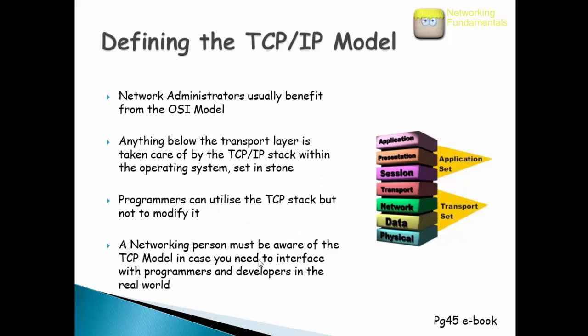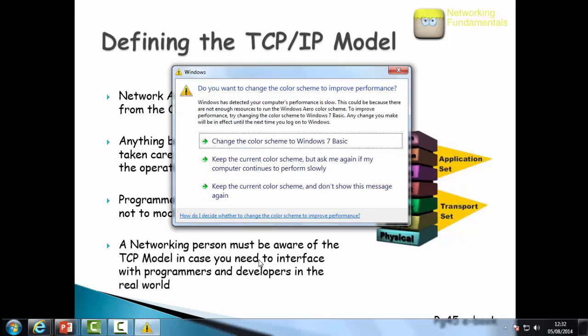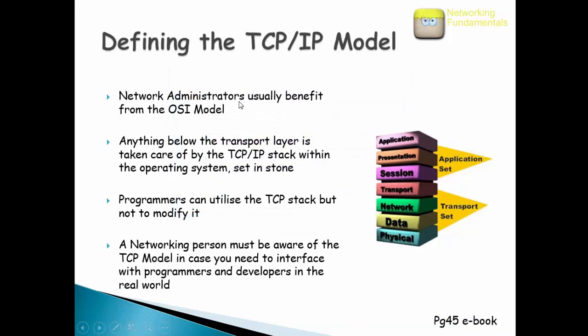Network administrators usually benefit from the OSI model a lot more, because there are 7 layers in this model, and from the application layer all the way down to the physical layer, network administrators and engineers really need to understand what happens in each of these layers. It's like a life cycle of how data is sent, from a request for a Google web page to actually going out, finding it and displaying it on the screen.